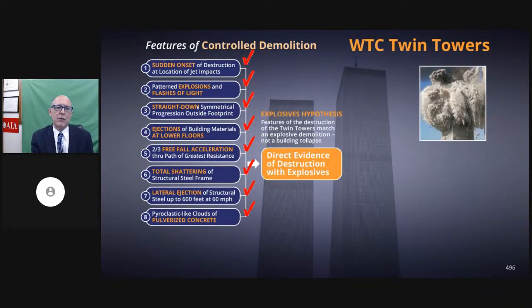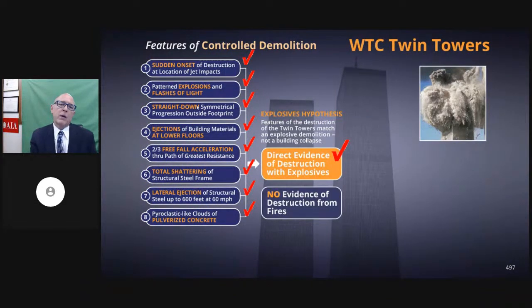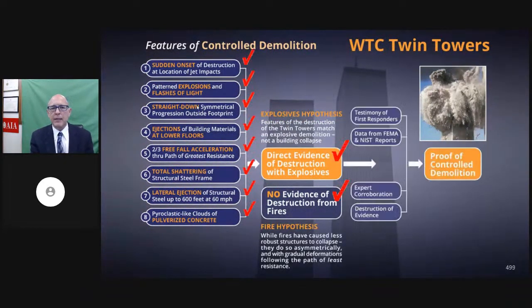What we think we've shown is 10 key characteristic features. Well, today in part 2, 8 of those 10. We'll get to the other 2 next Thursday when we look at more evidence of extreme heat. But so far, this is direct evidence of destruction with explosives. Fire doesn't create these features, any of them, let alone all of them. With additional circumstantial corroborative testimony and evidence, we believe this is proof of controlled demolition.